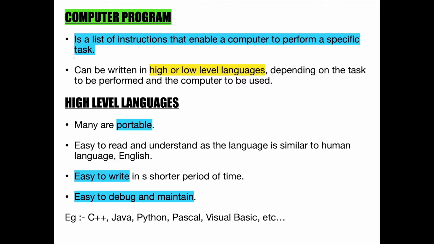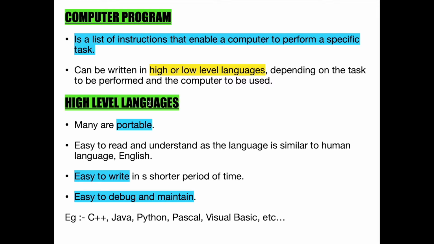Computer programs are written with the use of high or low level languages. The language to be used depends on several factors. Let us now go through each one of these two types of languages. The first type of language is the high-level language.